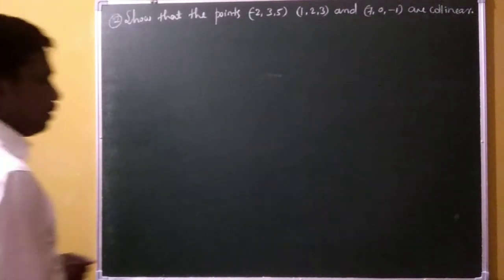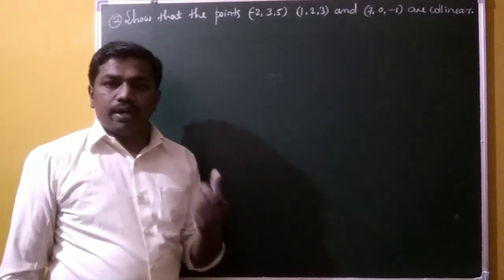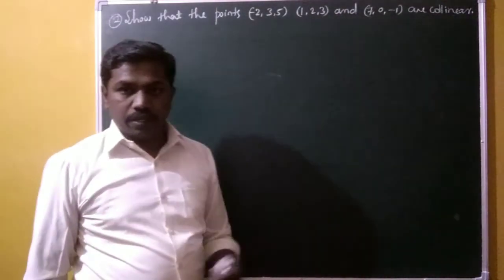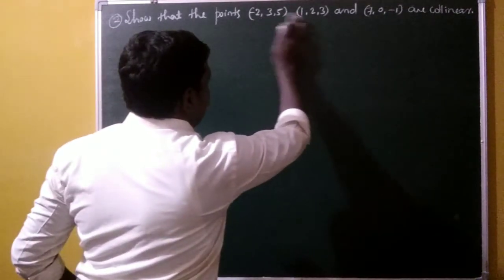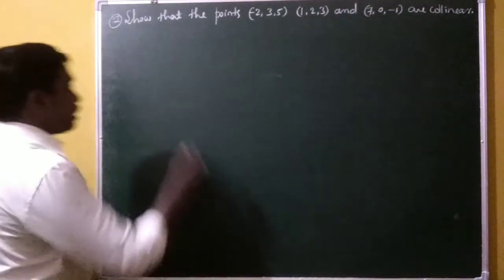Okay, so look, I show that the 3 points are collinear. So this point is taken as P, Q, R. Right. Solution.